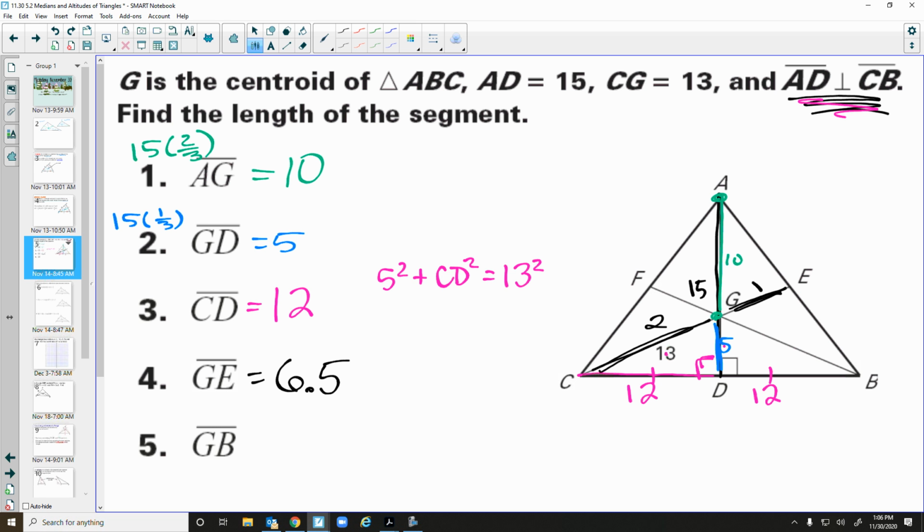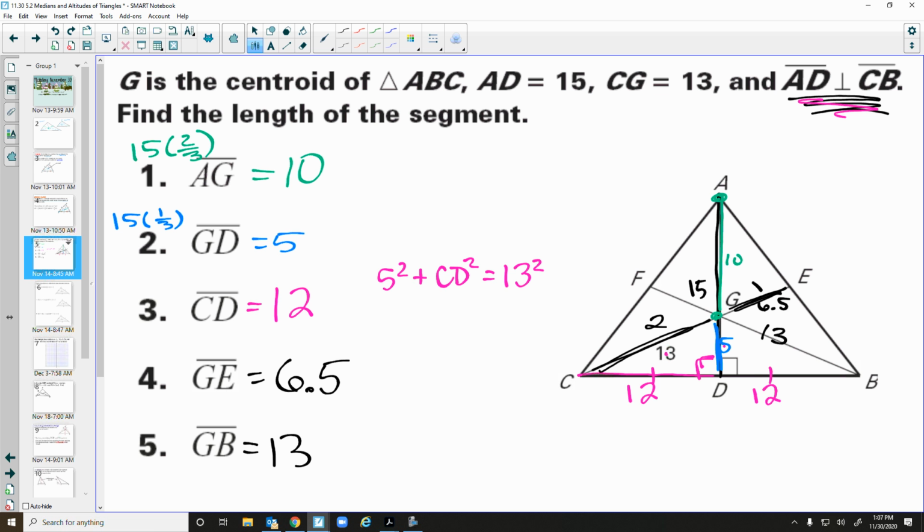And then the last one is GB, which is 13, because the only reason for this one is that it's the exact same triangle as our other one. That doesn't happen for all centroids. It's just this one specifically because of that right angle.